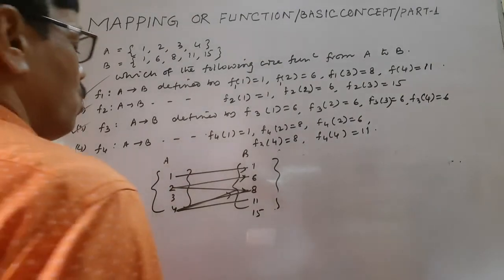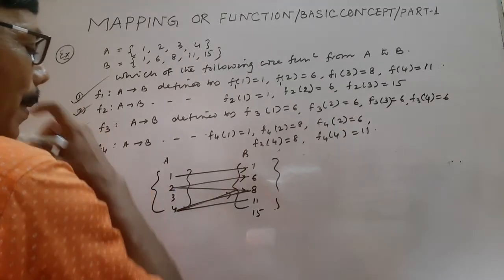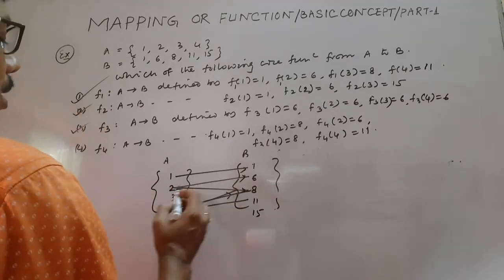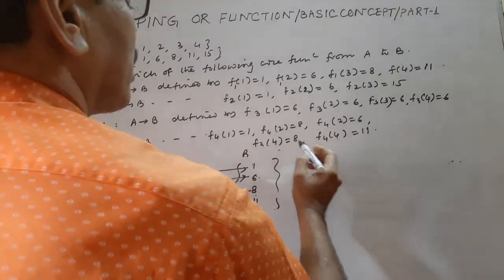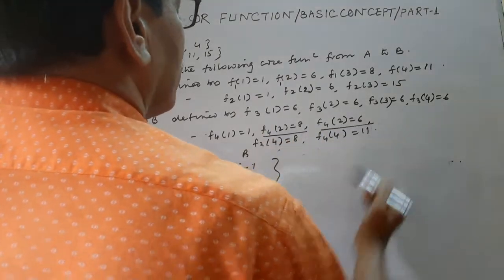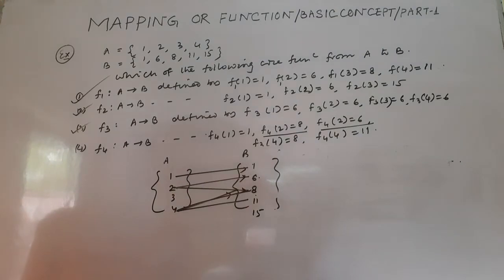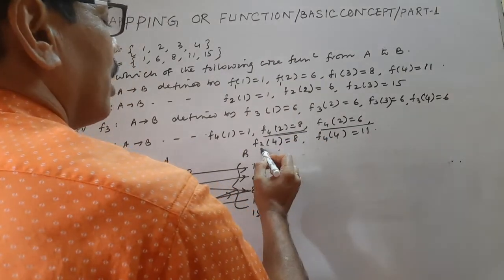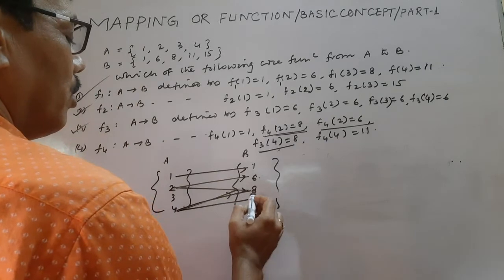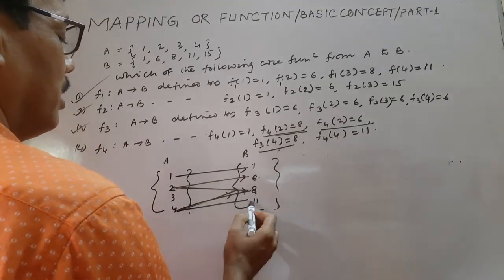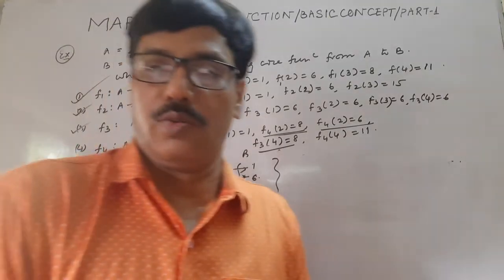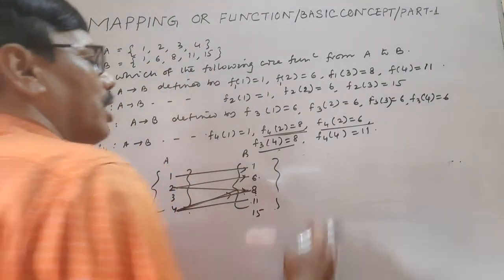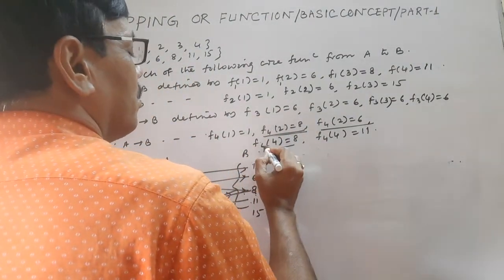And look, the element 2 has two distinct images, 6 and 8. Distinct element, distinct image. The element 4, look: 8 and 11. So the image is not unique. Therefore, F4 is not a function.